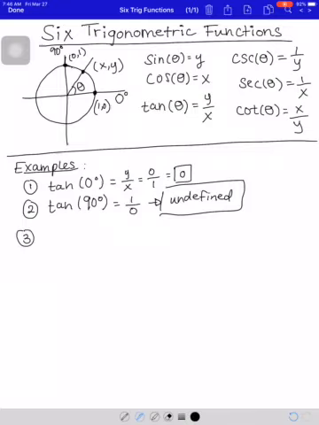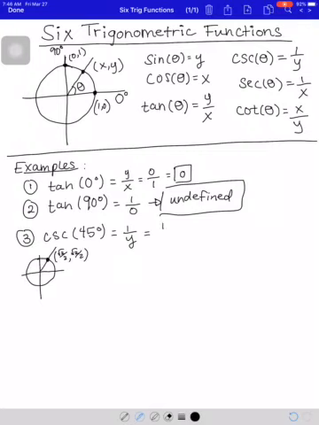Okay, let's try another one. How about cosecant of 45 degrees? Okay, so by definition, cosecant is 1 over y. It's the reciprocal of the sine function. And well, let's think about what our coordinates are. So if I draw a little picture here, 45 degrees, that's the middle angle in my first quadrant. Remember, our coordinates here are root 2 over 2, comma root 2 over 2. So now if I do 1 over the y-coordinate, what I'll get is 1 over root 2 over 2.